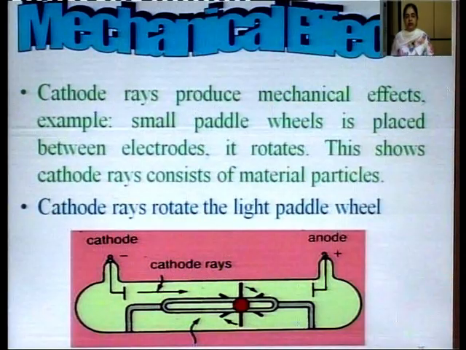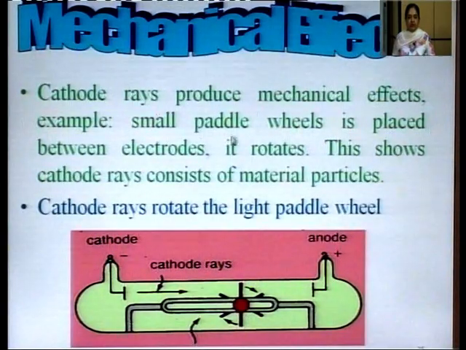Mechanical effect. Cathode rays produce mechanical effects. For example, a small paddle wheel placed between the electrodes rotates. This shows cathode rays consist of material particles.